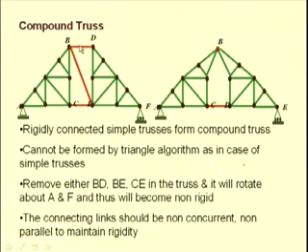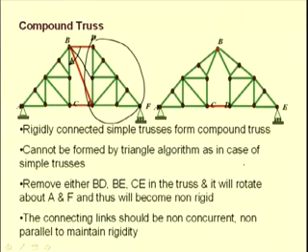Here we see that these three links BD, BE and CE are non-concurrent. That means the three links do not pass through a single point. Instead of having this connection, let us say CE, if we had a link connecting B to this joint, then this complete truss can rotate about this point B.